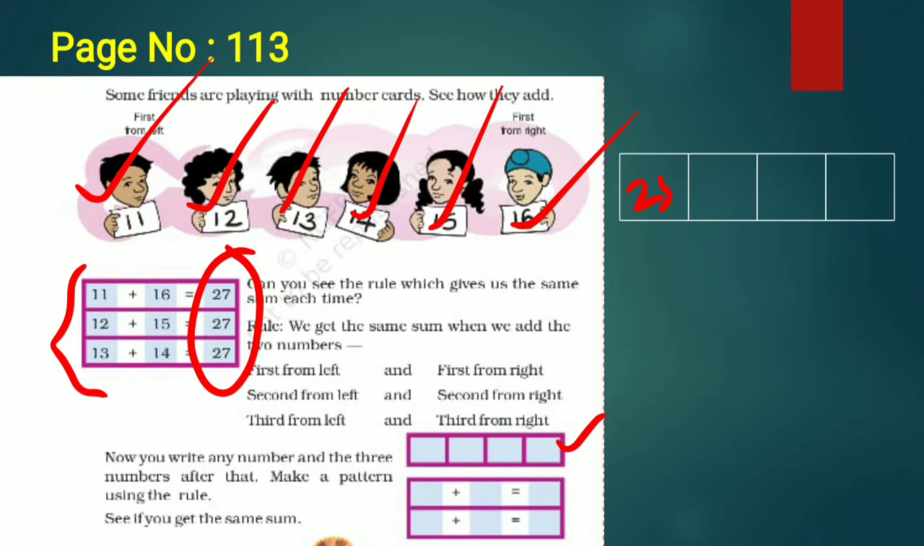25, 26, 27, 28. I have taken these numbers. So I am going to work it out like this. First they are asking first from left and first from right, so I am going to add 25 plus 28. Then what will be the answer? 8 plus 5 is 13. 3 will be there and 1 will be remaining. 2 plus 2 is 4, and the remaining 1 we need to add, and then it will be 53.